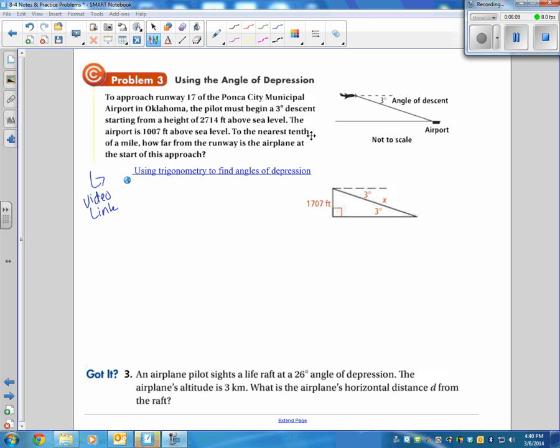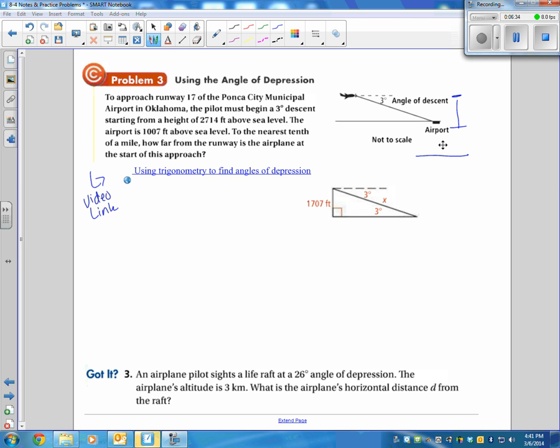2,714 feet above sea level. The airport is 1,007 feet above sea level. To the nearest tenth of a mile, how far from the runway is the airport at the start of the approach? So this is a little bit different because we're saying that from the angle here, from the original descent to the airport, we have one height, and then we also have an additional foot for sea level.